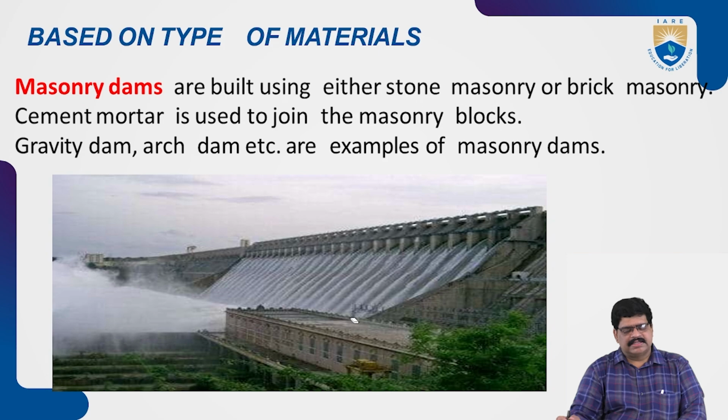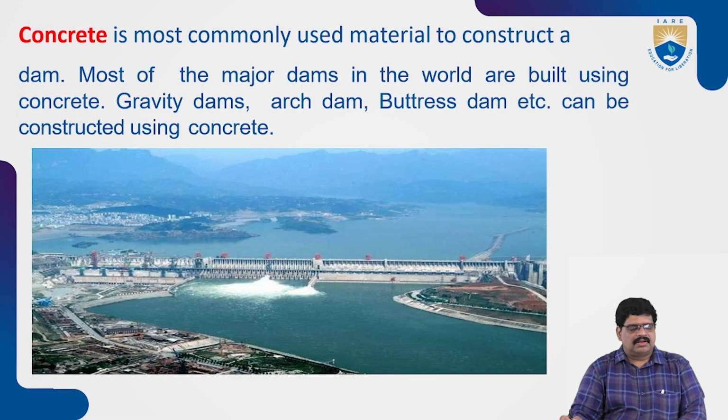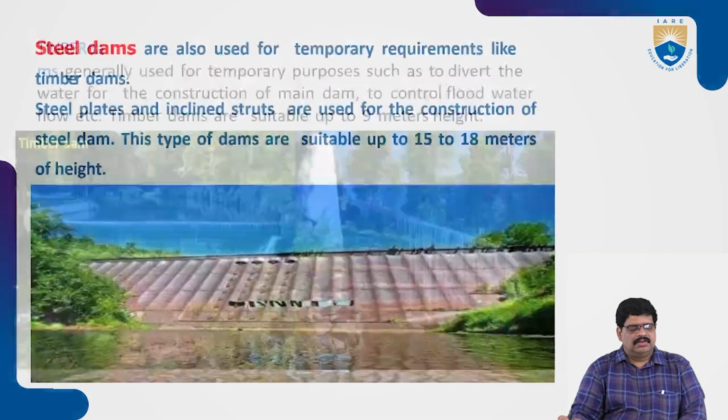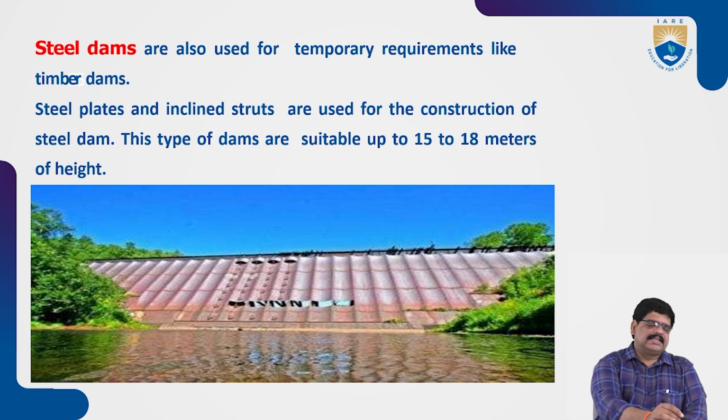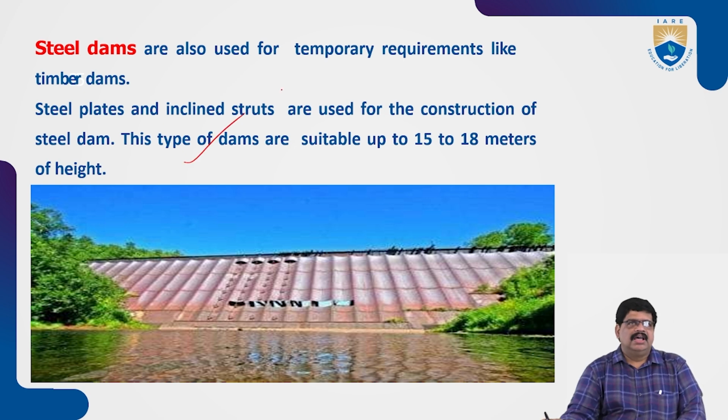Next, based on the masonry dams and concrete dams, we have steel dams. As we see, this is also one of the types of dam. Steel dams also serve temporary requirements like timber dams, and steel plates are used in the shutter type. These are temporary structures that can be constructed at low cost, and they are applicable only for heights of 15 to 80 meters.